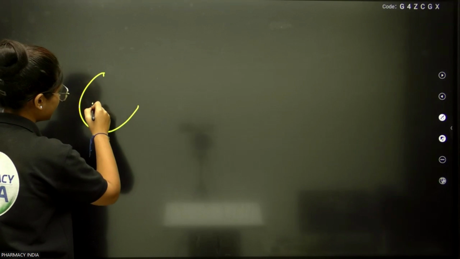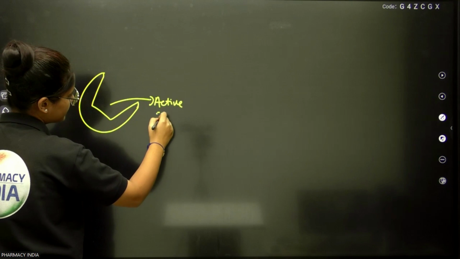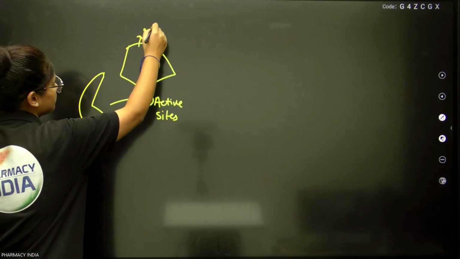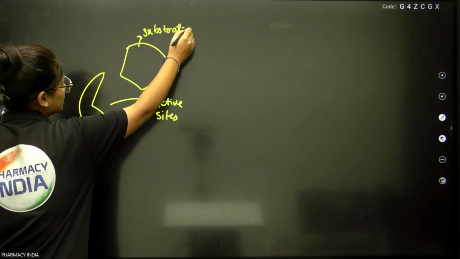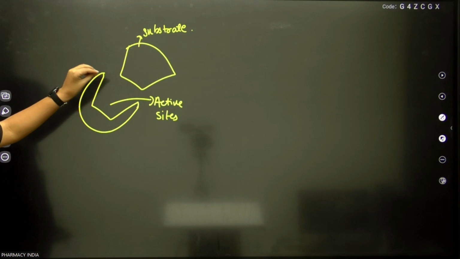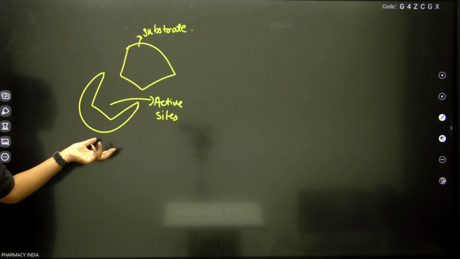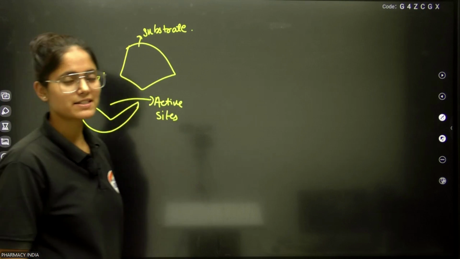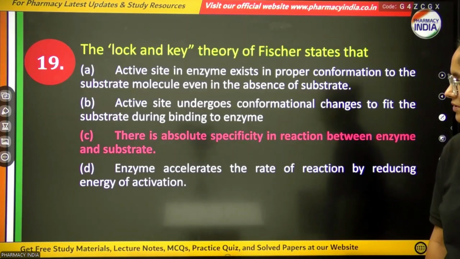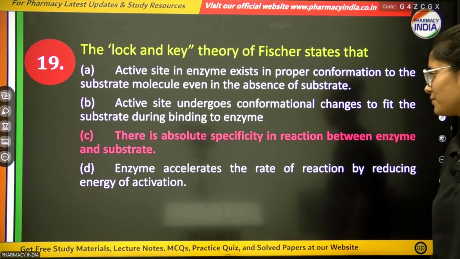For example, this is your enzyme. This is the active site, and it is your substrate. As you can see, the active site of an enzyme and the substrate have a proper conformational affinity, so that this substrate binds with the active site of the enzyme properly and forms the enzyme-substrate complex and then the enzyme-product complex. Clear? So the correct option will be: there is an absolute specificity in the reaction between enzyme and substrates.